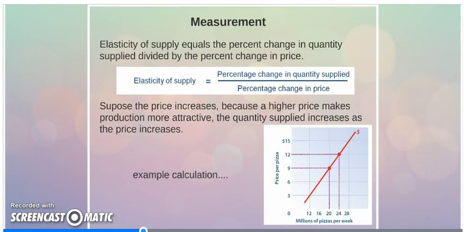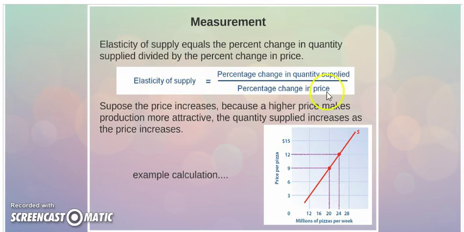Okay, to start out, elasticity of supply equals the percent change in quantity supplied divided by the percent change in price. And there's our equation right here. Okay, oh, there's a typo. Sorry, right there. Suppose the price increases because a higher price makes production more attractive. The quantity supplied increases as the price increases. We'll do a sample calculation next time you see me.